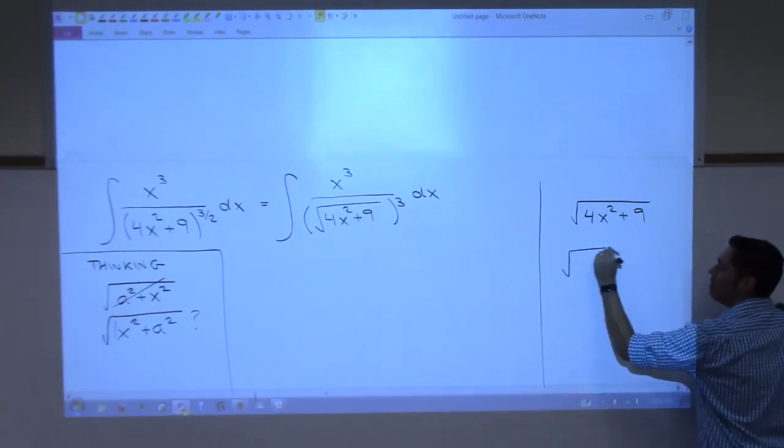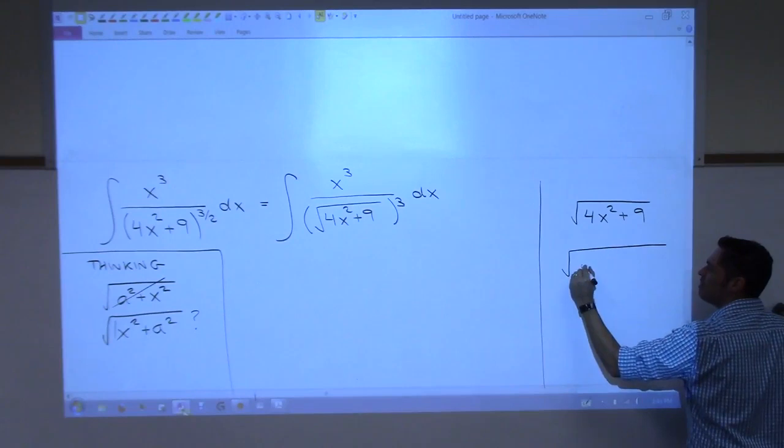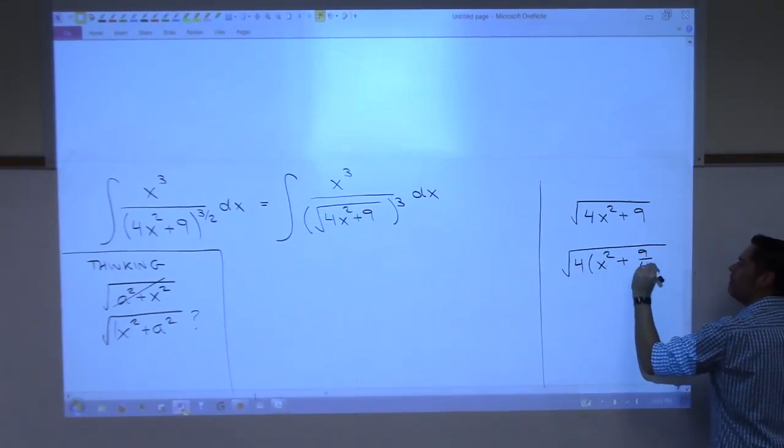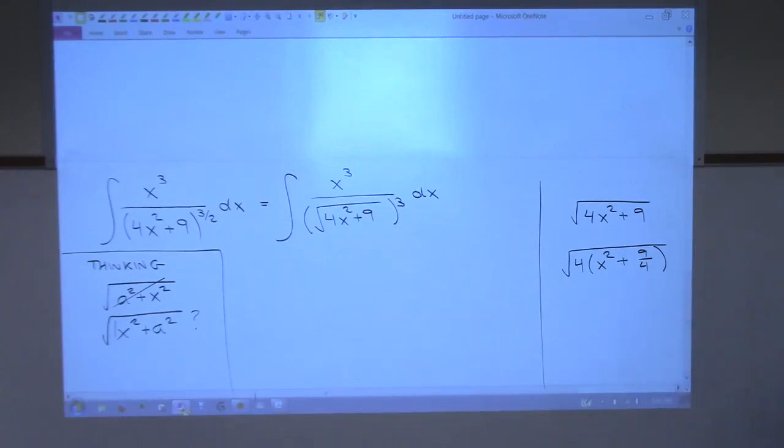So I factor out a greatest common factor. But wait a minute, there is no greatest common factor. But I factor the 4 out anyway, because we can always do that. And this is just something you should know you can do algebraically. This is a legitimate move, right?